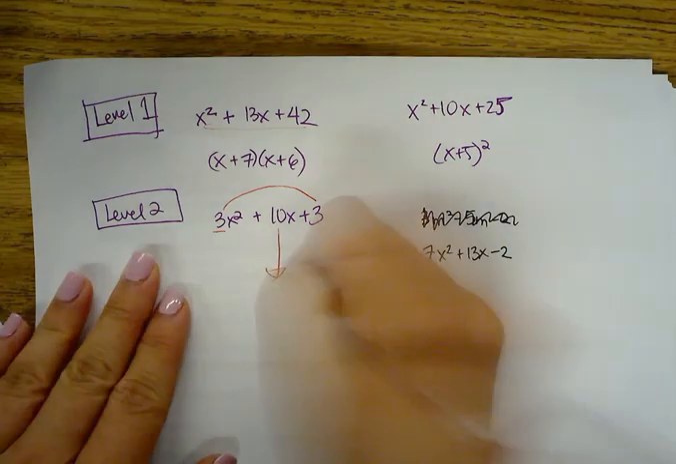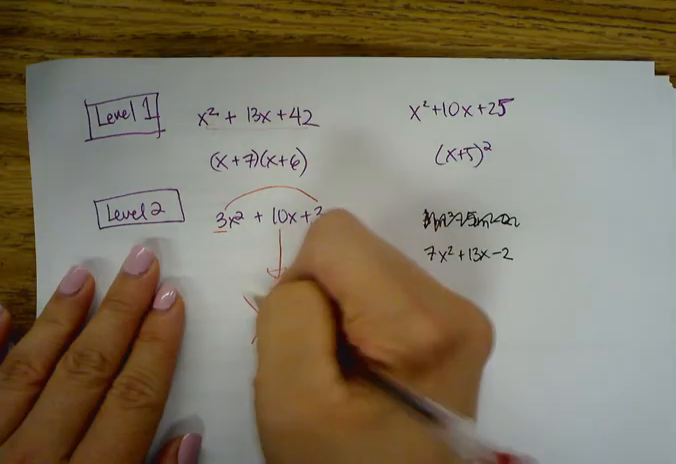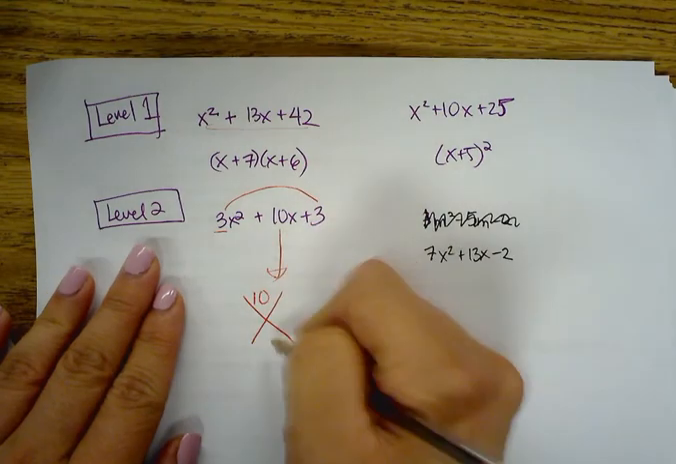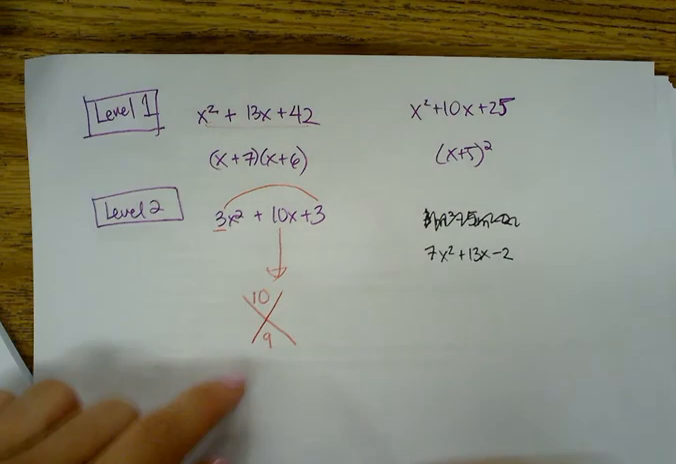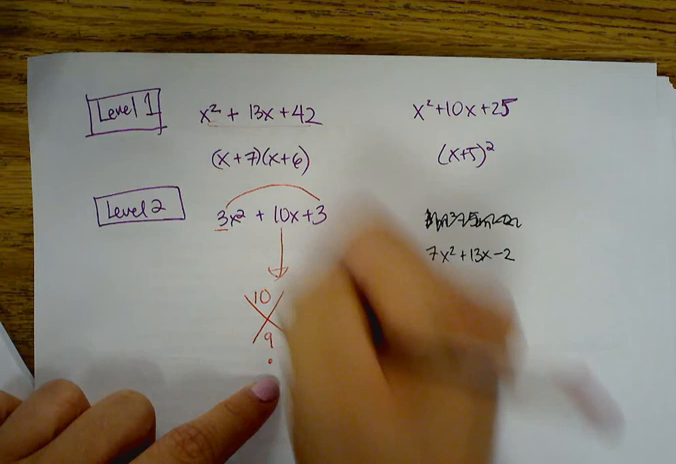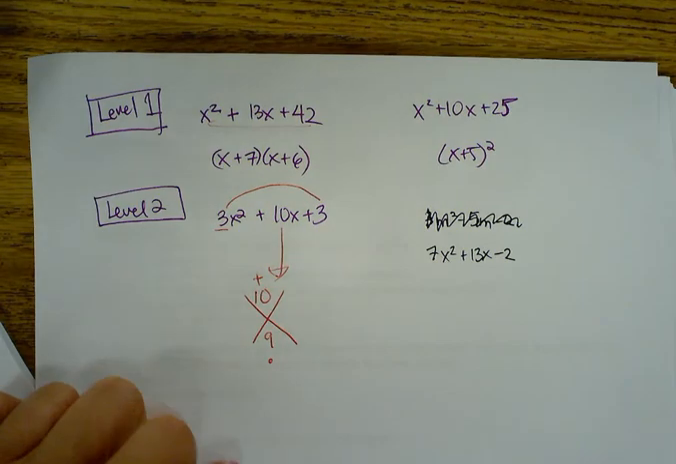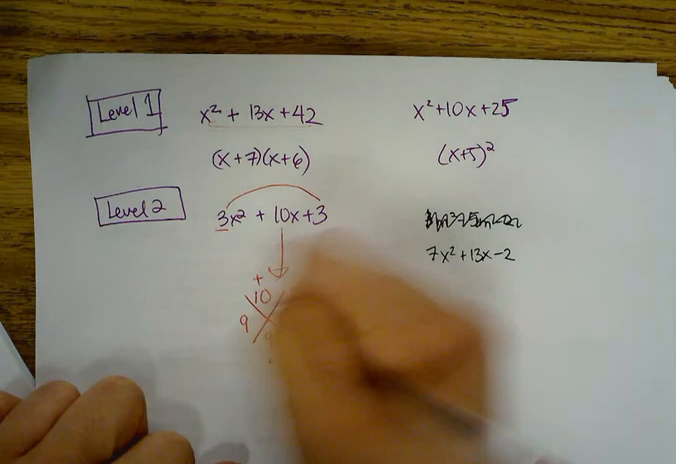So this is what he does. He does the x method. So the 10x is here, and then the 3 times 3 is 9. So you think, what are the factors of 9, 2 numbers that multiply to 9 but add up to 10? 3 and 3 do not add up to 10, but 9 and 1 add up to 10, right?